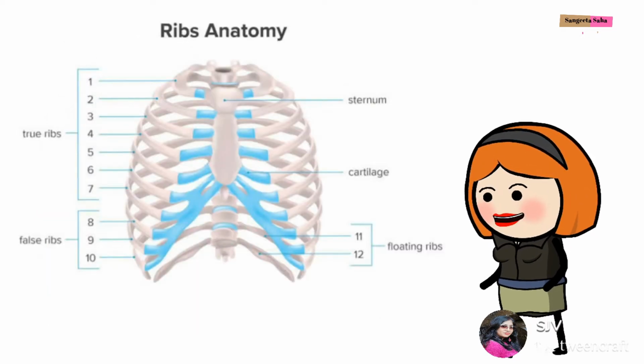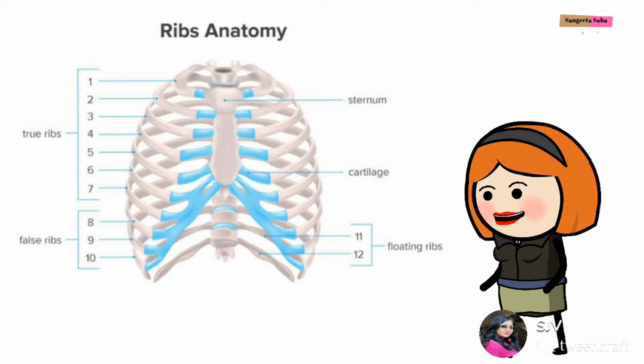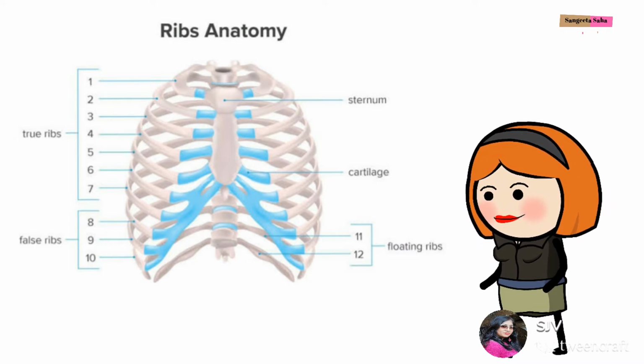There are 12 pairs of ribs, out of which the first 7 pairs of ribs are directly attached to the sternum, and therefore they are known as true ribs. Of the remaining 5 ribs, considered as false, the 8th, 9th and the 10th ribs are not directly attached to the sternum, but they are connected by the 7th rib to the sternum, and are known as the false ribs.